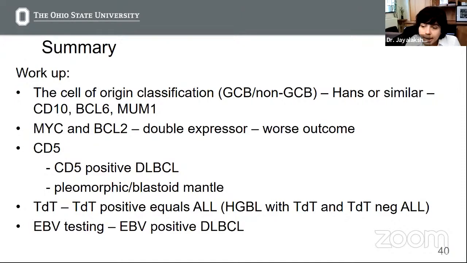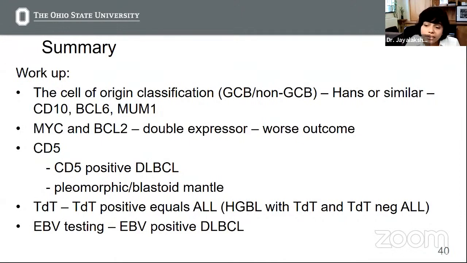Then mutational analysis identifies several genetic subtypes, which are also distinct prognostic categories like MCD, BN2, N1, EZB, all those things. All these have prognostic significance, but currently in a clinical setting, we do a cell of origin classification by IHC as part of the first diagnostic workup. We also need to do BCL2 and MYC to categorize the double expressor lymphomas, which show a poorer prognosis.